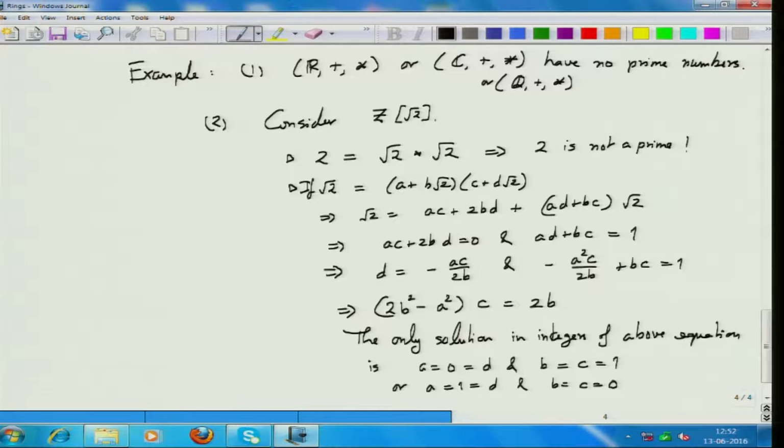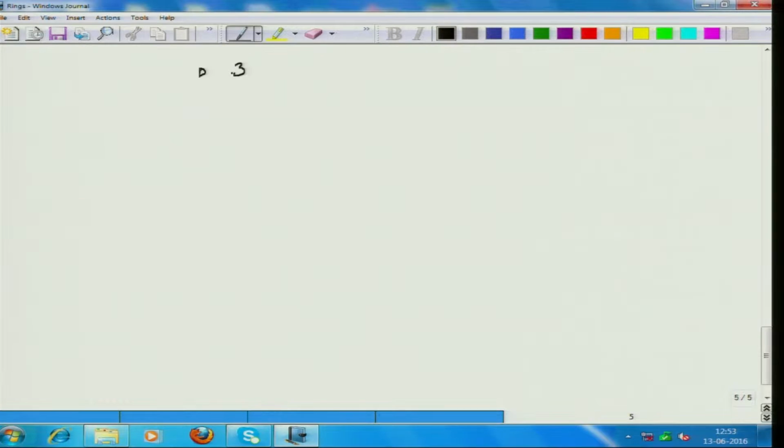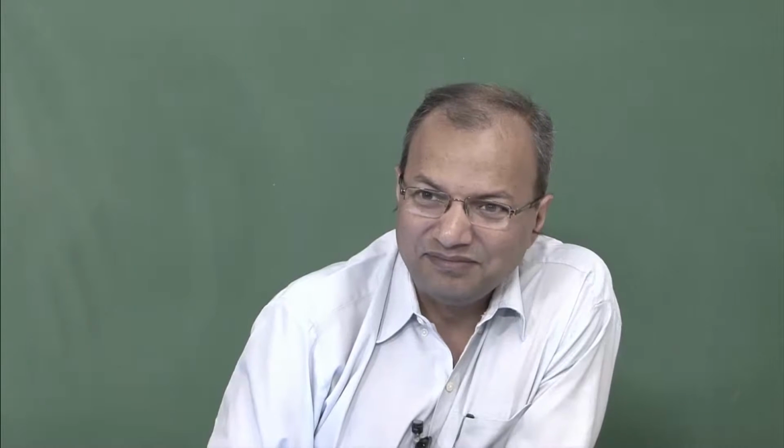So prime numbers do exist, but they look different because 2 is no longer a prime. Similarly, 3 is not a prime because 3 I can write as square root 2 plus 1 times square root 2 minus 1. 4 is certainly not a prime. It's 2 times 2, so not a prime. How about 5? Seems a prime, yes.